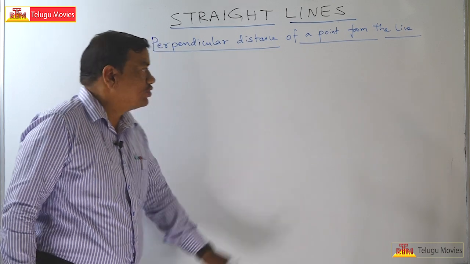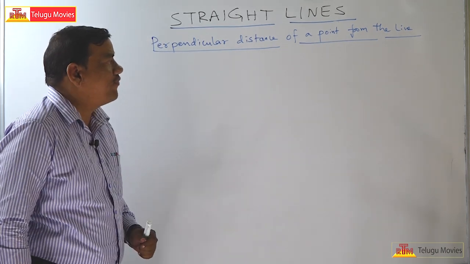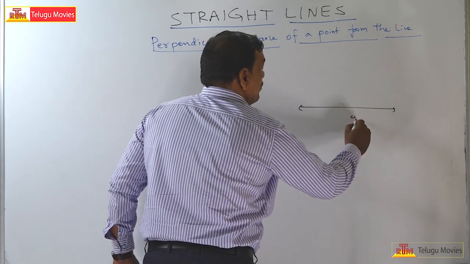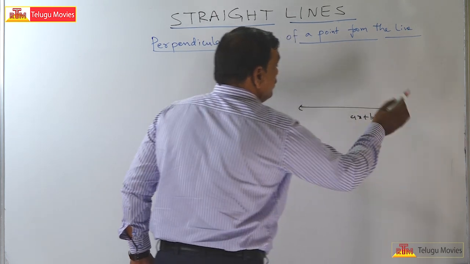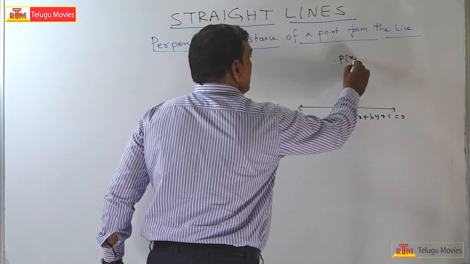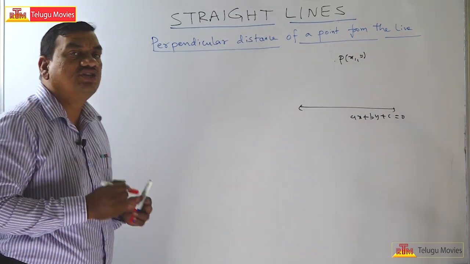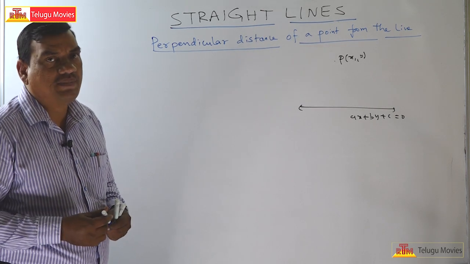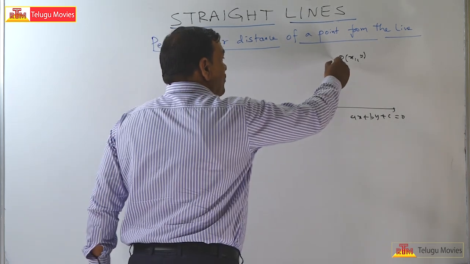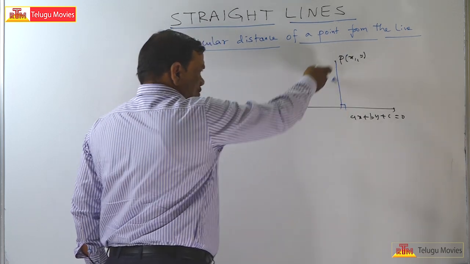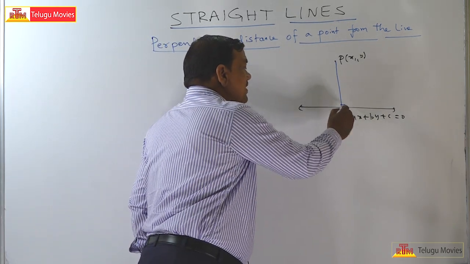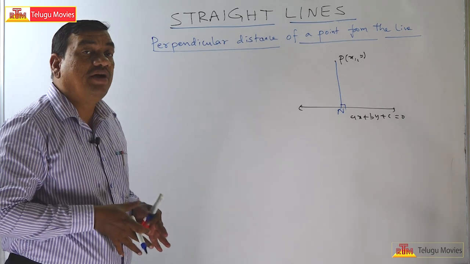Welcome to this concept. Here the concept is the perpendicular distance of a point from the line. Let us take a line ax plus by plus c is equal to 0. That is the general form of the equation of the line. Let us take a point P(x1, y1) which is not on the line. If it is on the line, there won't be any perpendicular distance; the perpendicular distance is 0. The distance from the point P to the line means we will always take the perpendicular distance only, that is PN, and that PN will give the perpendicular distance.